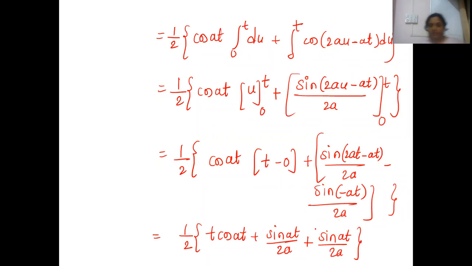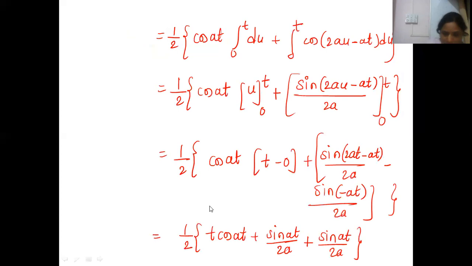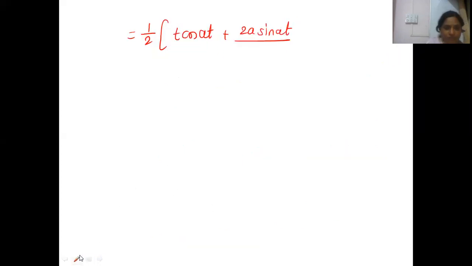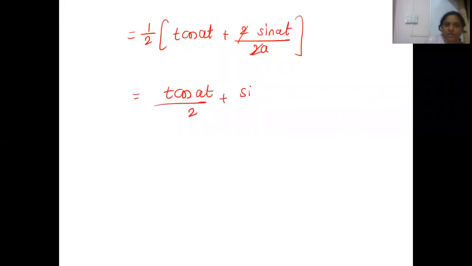So they should get added together. 2 by 2 sine, so 2 gets cancelled. Sine AT by a, that is 1/2 into t cos AT plus it is 2 sine AT upon 2a. Sorry, let me check. It is 2 sine AT upon 2a. The 2 cancels. So 1/2 will go in now. t cos AT by 2 plus sine AT by 2a is the answer.